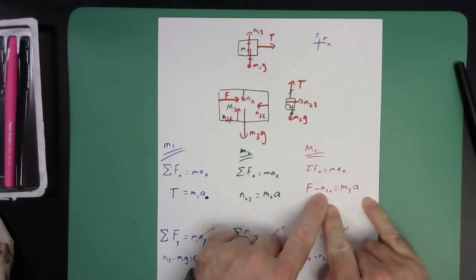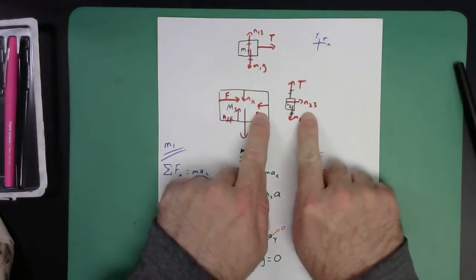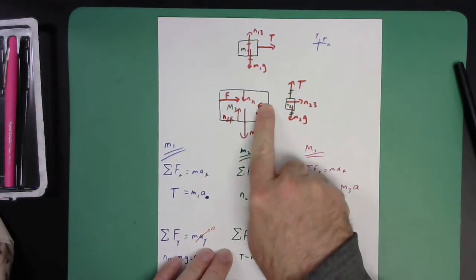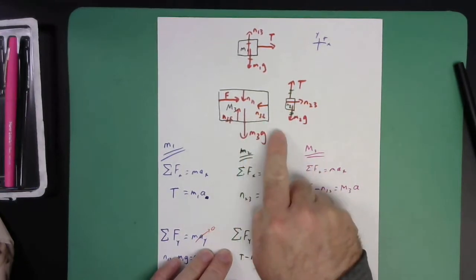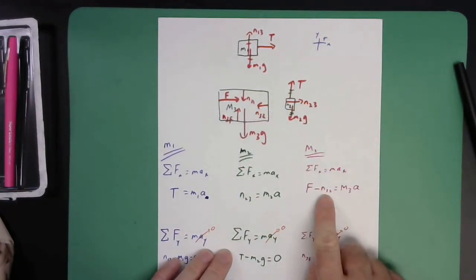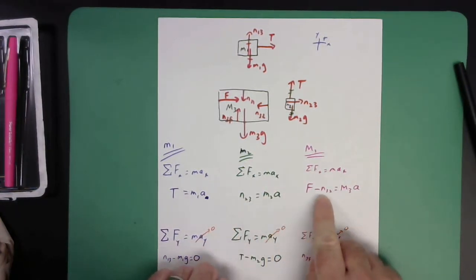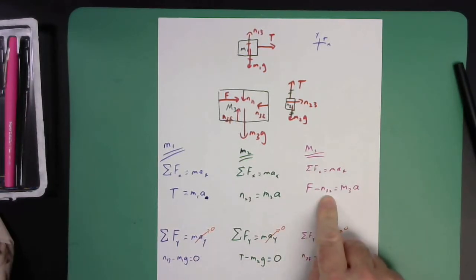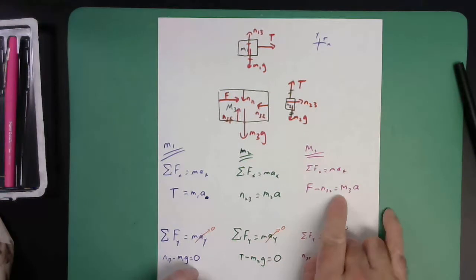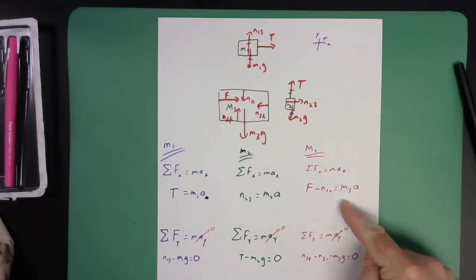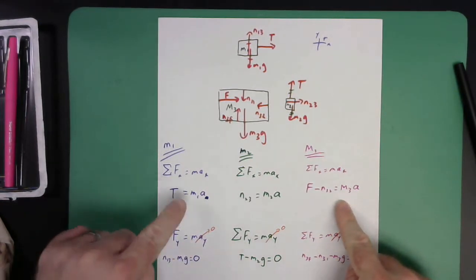Now, N32 is the same as N23. That's an action-reaction pair, a Newton's third law pair. M3 pushes on M2, and M2 pushes back on M3. So those are the same. So I could substitute this in where I see N32. I can substitute M2A, and that will get rid of N32, but I have another A. I still have A. I've got to get rid of that acceleration. So I've got to come up with another equation, something else that has acceleration in it. Well, this is the only one with acceleration.